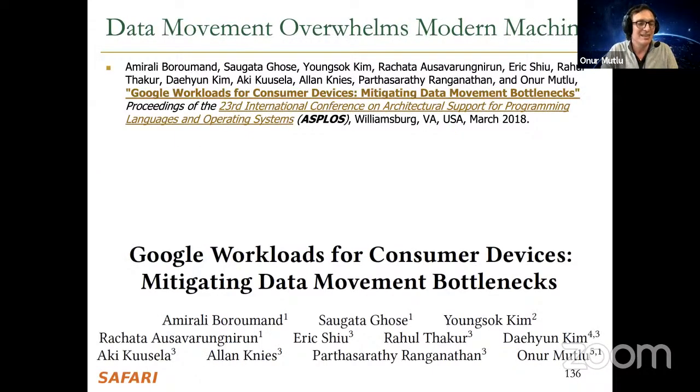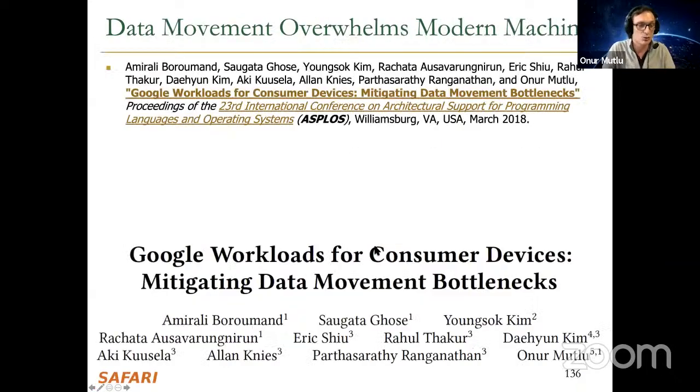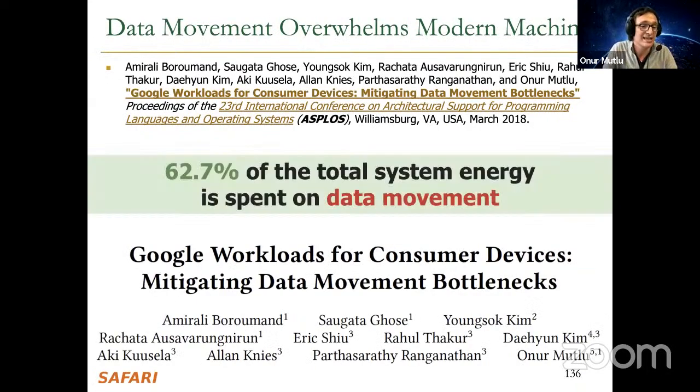Okay, so let me give you some numbers related to the study that we did with Google over the course of 1.5 years. This was published in 2018. We studied these four workloads that I showed you over here together with Google. And we basically showed that more than 60% of the total system energy is spent on data movement on these workloads. Real workloads, real input sets executed on real devices, mobile devices.